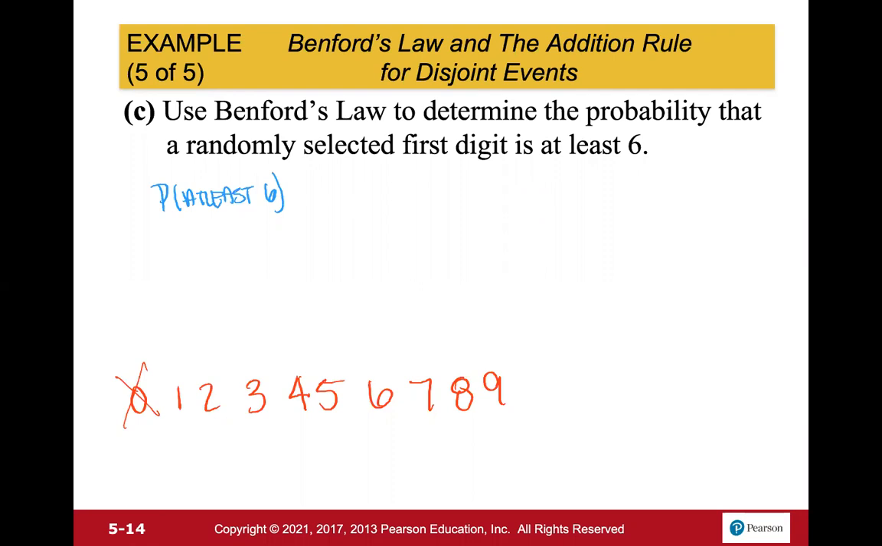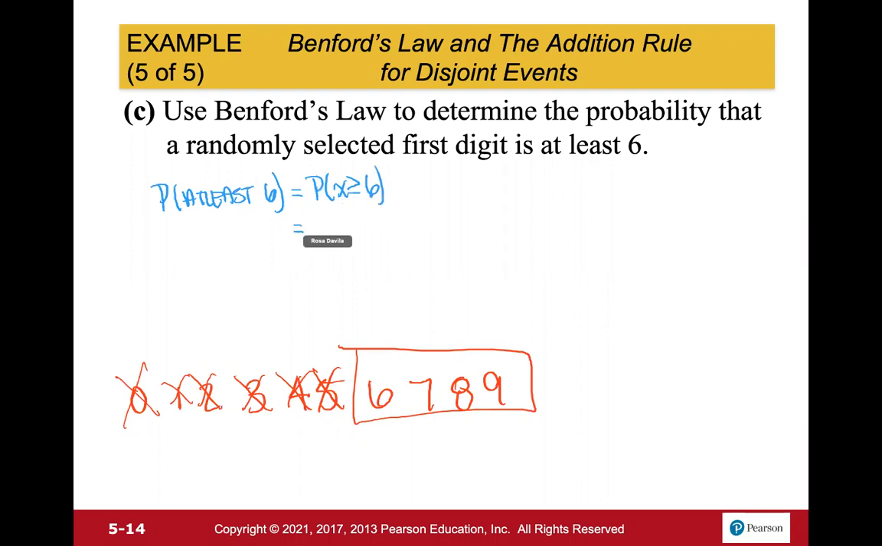So 1 is not at least 6. 9 is at least 6, it's greater than 6. Since 1 does not fall into the category, let's get to numbers that we should recognize. Let's take a look at 5. Does 5 represent a number that's at least 6? No. So at least 6 represents these right here. Let's go back to this. So this is equal to the probability of x, our variable x being greater than or equal to 6.